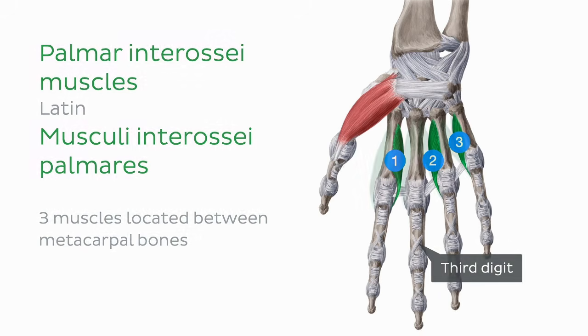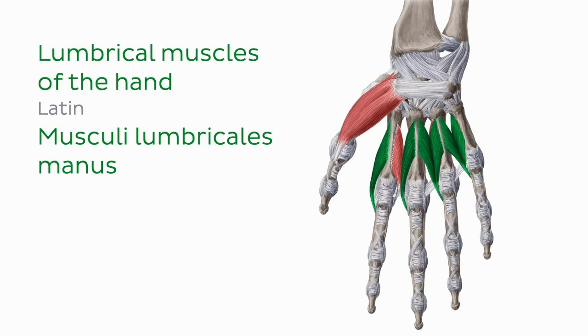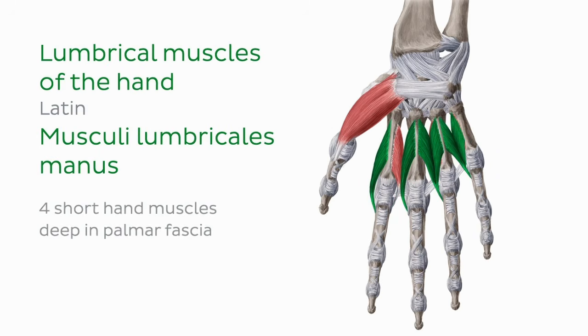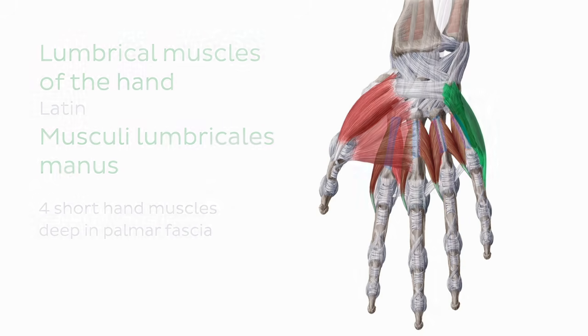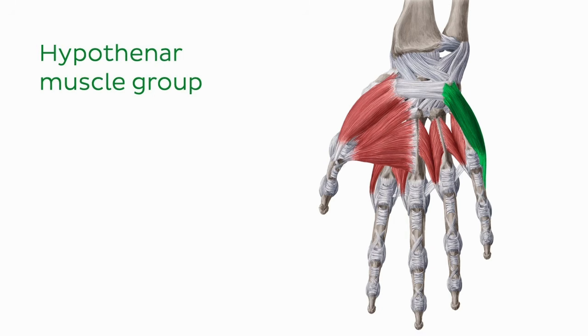Working our way to the next group of muscles, we meet the lumbricals. They are 4 short hand muscles located between the digits of the hand deep in the palmar fascia. The lumbricals actually arise from the tendons of one of the extrinsic muscles of the hand, as we can see here. Moving on, we come to the hypothenar muscle group.